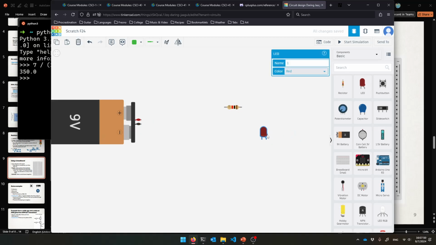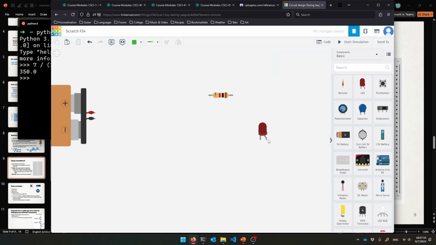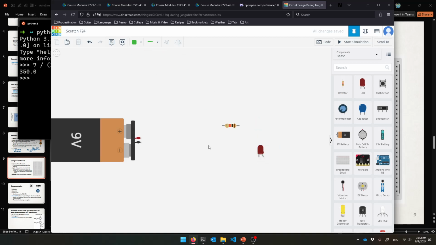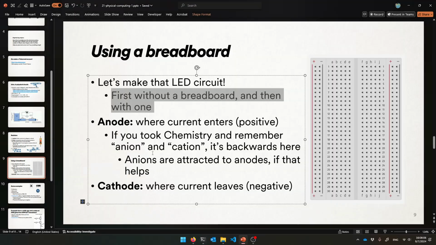But the LED, light emitting diode, the fact that it's a diode means it wants things in a special order. It's got 2 pieces, a curvy part on one end and a straight part on the other. The straight part is the cathode, the curvy part is the anode, and the anode wants positive. So the anode is where the current enters, the positive side. You're going to connect that to the positive end of your battery.